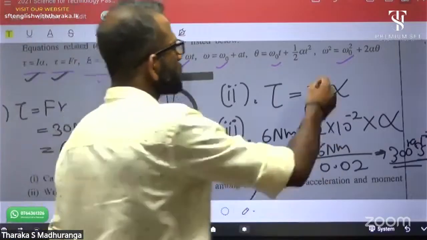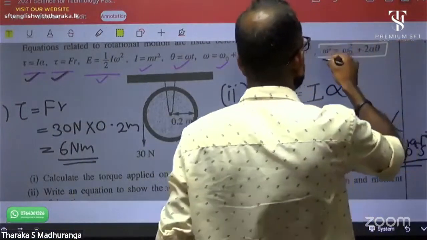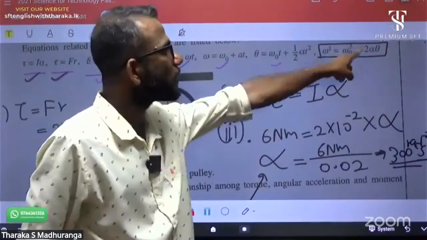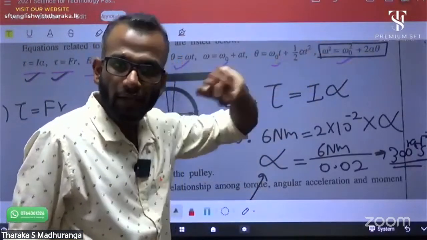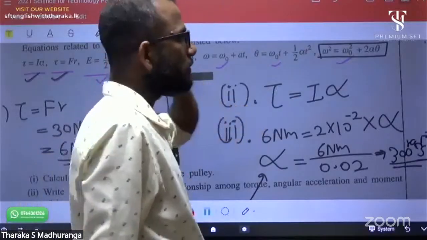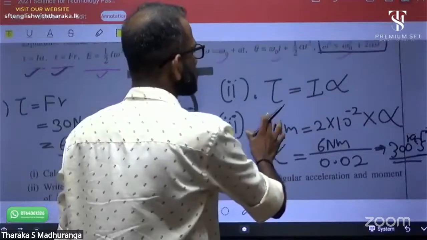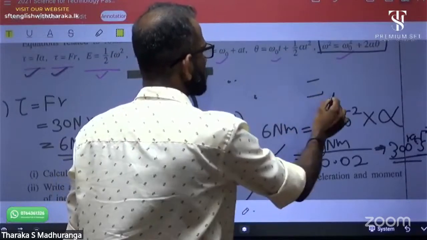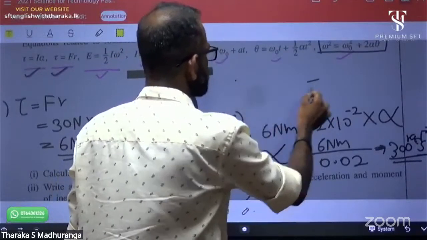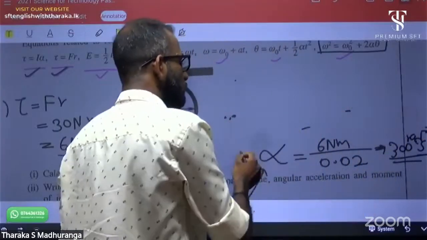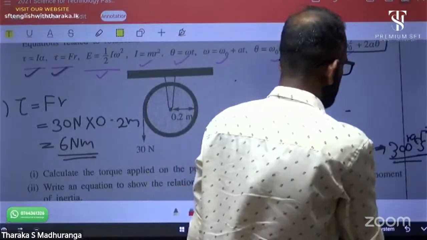Yeah, we can use this equation because we don't know time, right? But we already know angular acceleration and angular displacement. I'm going to erase this part, the calculation part. Okay, after that, let's do an area volume question, a mathematics question.